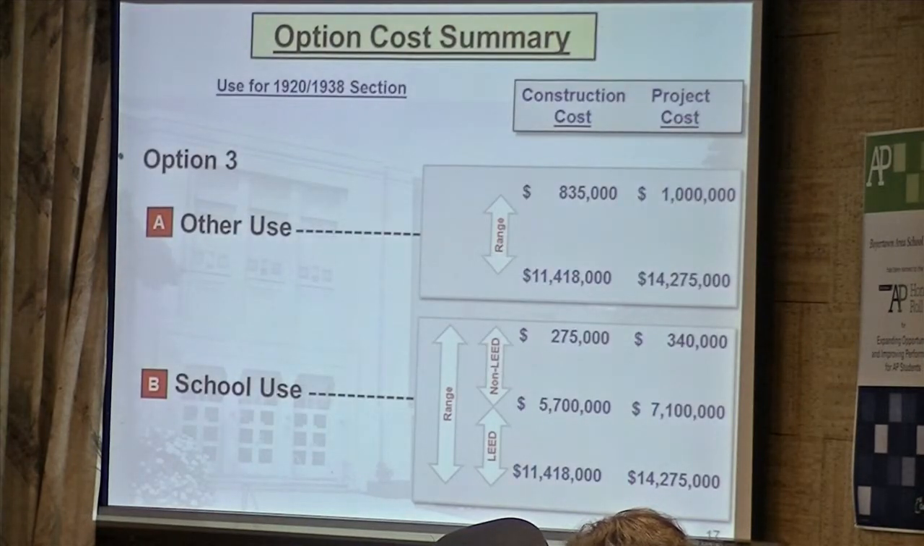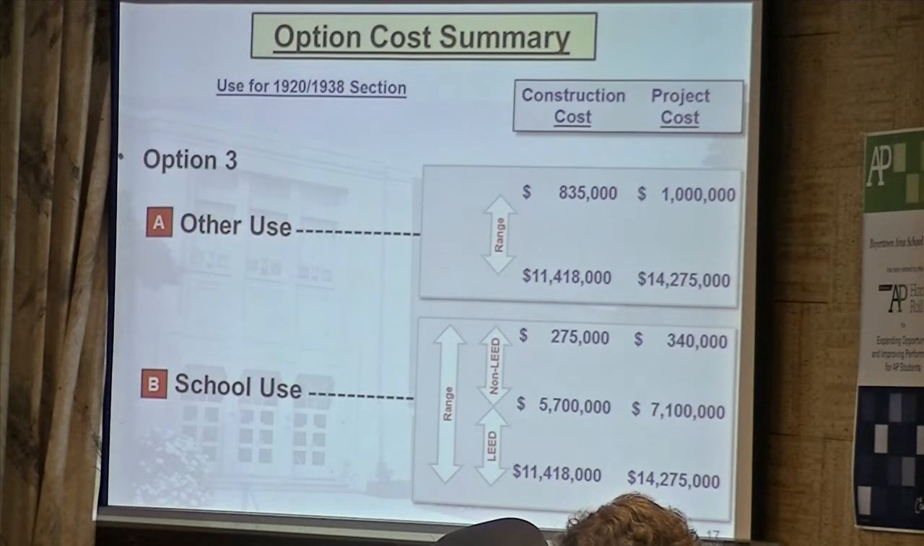We tried to show a range here because clearly we can do a renovation of this building at the low end to the high end. So we showed a range of construction cost and project cost. Looking at other use of the building, and at some of the issues with the firewall and utilities and other things, the minimum that you would have to spend to get that usable would be $1 million. And if you renovated the entire building and brought it up to the condition of a brand new building, you could spend as much as $14 million on that building based on the square footage.